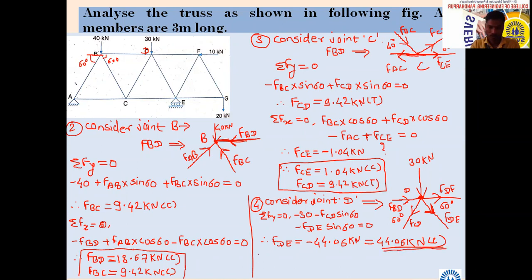Next, summation Fx equal to 0. Tell me the equation. Now space is not with me. Let us write. 30 kilonewton will not come. FBD, what is the value of FBD? I think 18.67. Okay. FDF, we want to calculate. What is the x component of FCD? Minus FCD cos 60 into cos 60 plus.